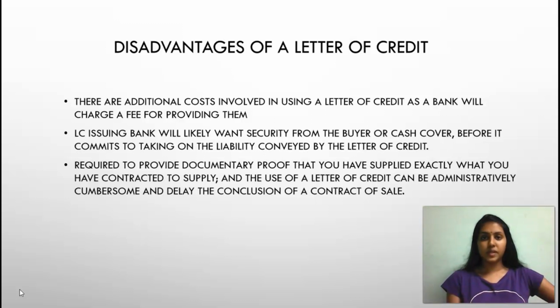Furthermore, you will be required to provide documentary proof that you have supplied exactly what you have contracted to supply, and the use of a letter of credit can be administratively cumbersome and delay the conclusion of a contract of sale. Thank you.